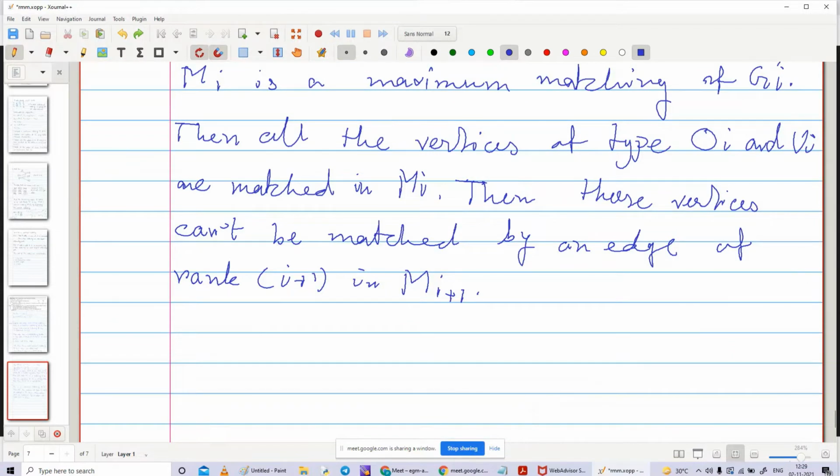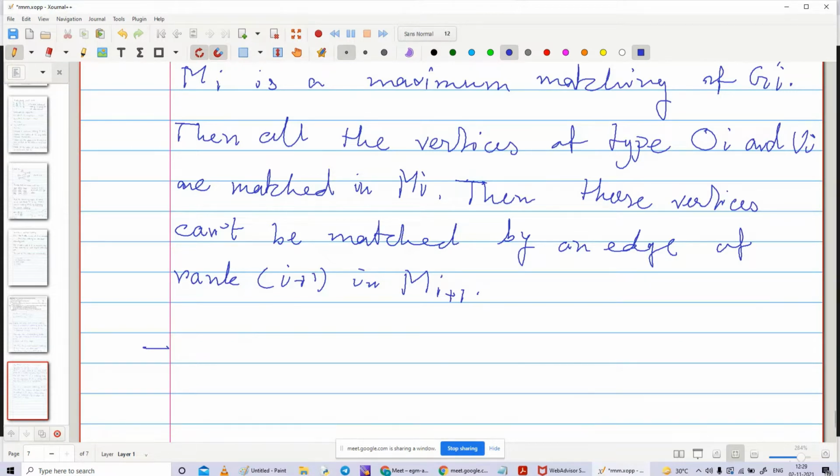So this one part is done: if we remove the higher rank edges incident to Oi and Ui, then it is not making any problem for us, because those vertices cannot be matched to an edge of rank i plus 1 or more. Okay, so the second thing that we need to prove is, if we remove the edges of type Oi, Oi and Oi, Ui, then that will also not be a problem. Those edges also cannot be matched in Mi plus 1.